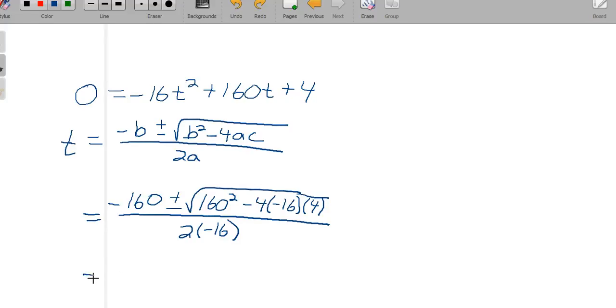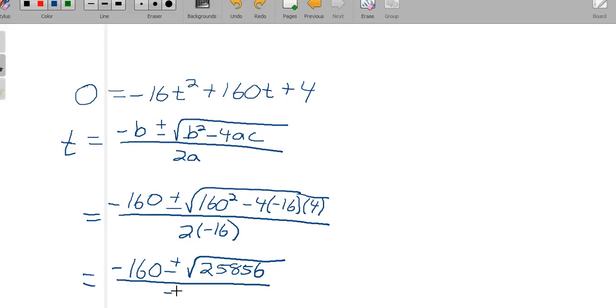And so here's how it works out. So we get negative 160 plus or minus the square root. The 160 squared ends up being 25,600. Multiplying these three factors together, we get positive 256. When you add those together, you end up with 25,856 as the result. So 25,856 divided by 2 times negative 16, which is negative 32.